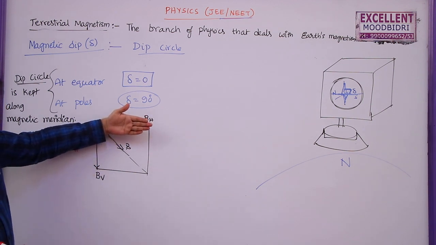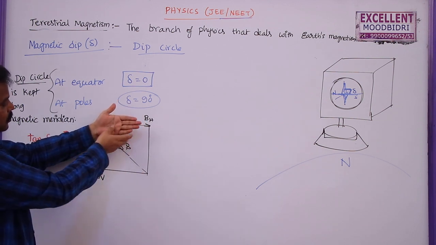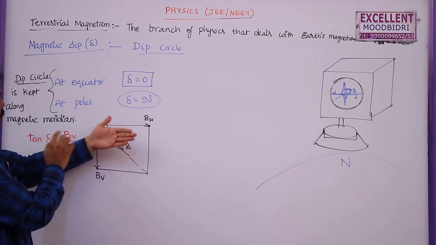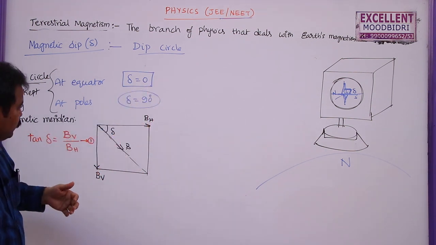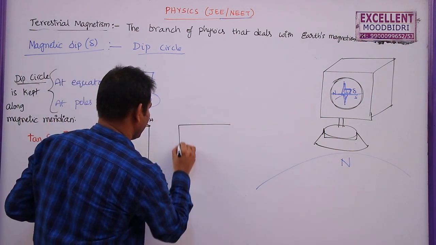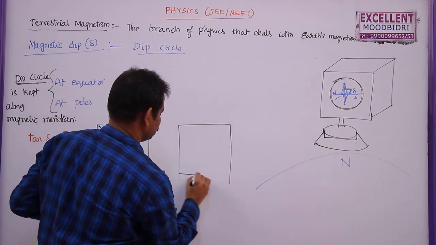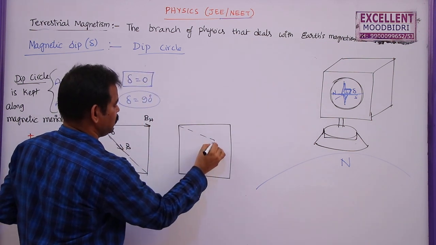Let us say it is rotated by an angle theta. This is the dip circle here, this is the front face. If it is kept in the magnetic meridian, you will get this value. If the dip circle is rotated by an angle theta, the same diagram I am going to draw here. This is the original magnetic meridian, but the dip circle is placed at an angle theta here.